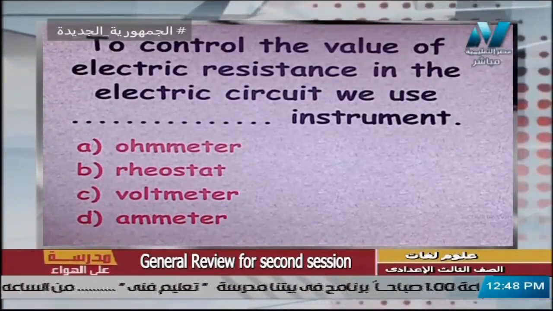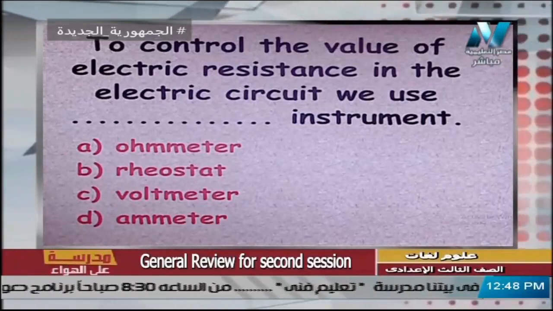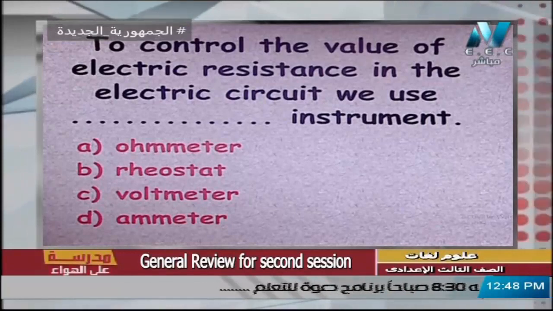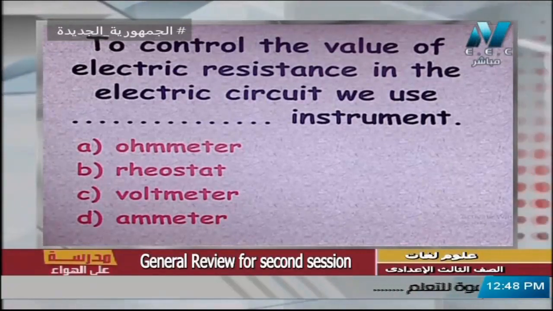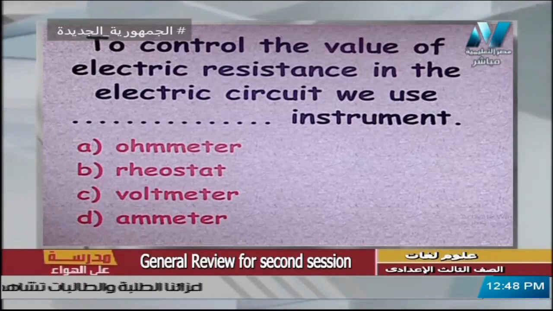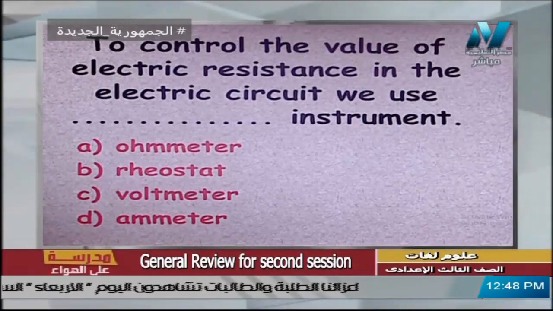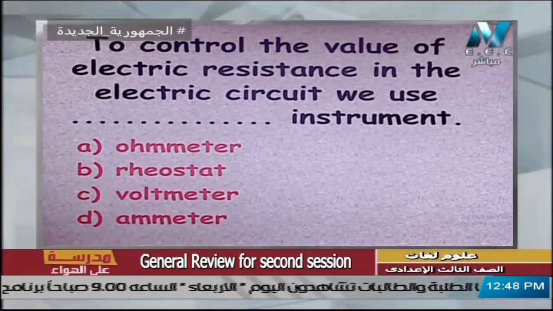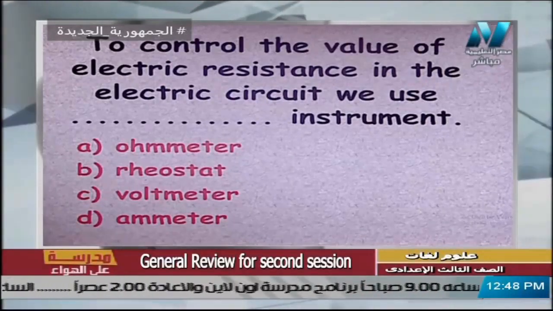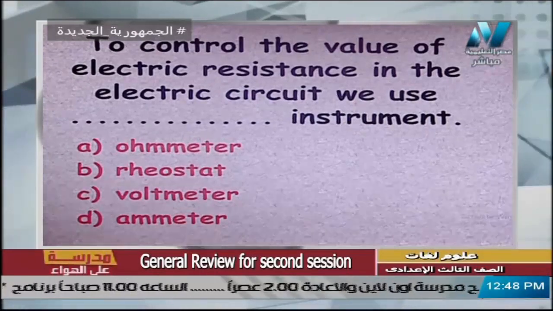To control the value of the electric resistance in the electric circuit, we use what instrument؟ هنا بيقول لي عشان أتحكم في قيمة الريزيستنس، يعني أغيرها، يبقى أكيد برضه هستخدم rheostat. Rheostat letter B is the answer here. To control the value of the electric resistance in the electric circuit, we use rheostat instrument.